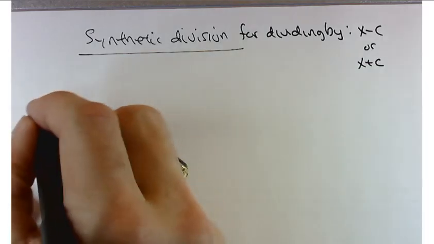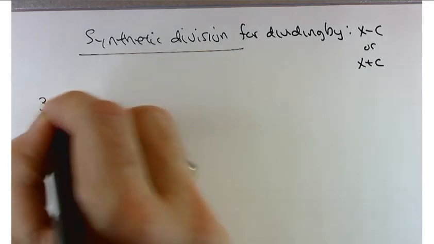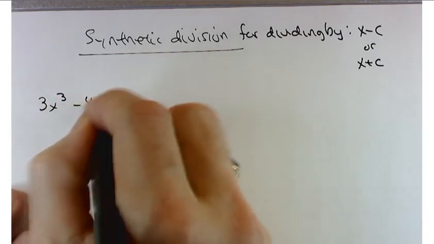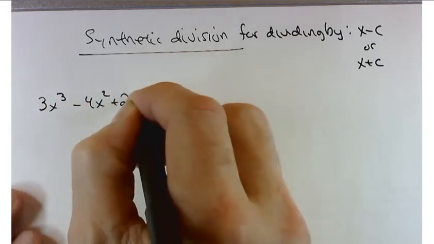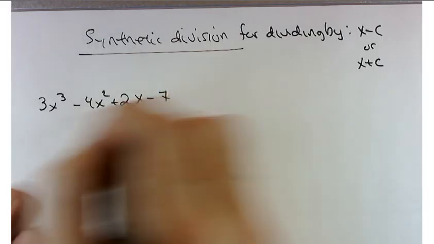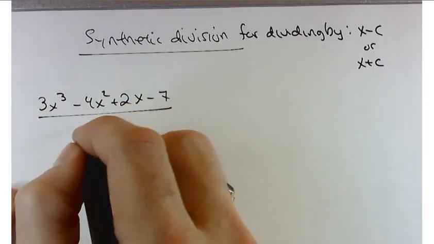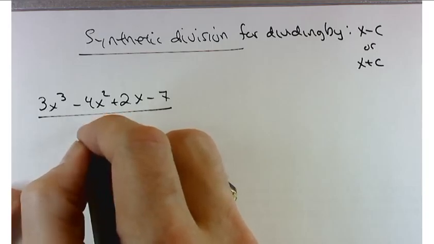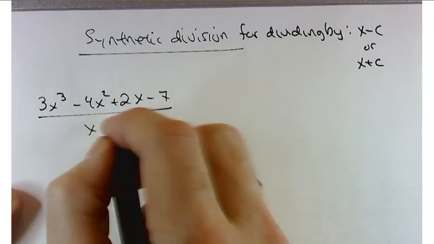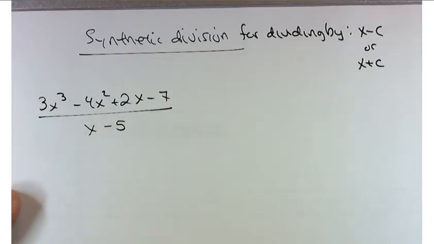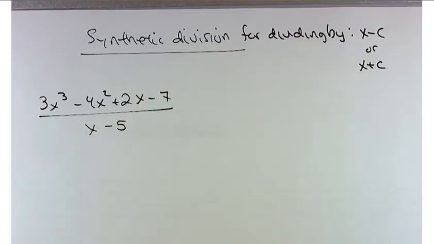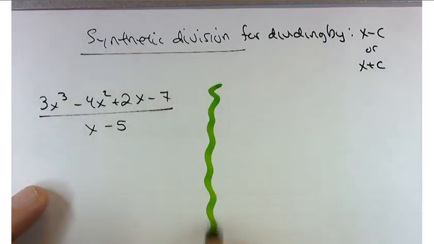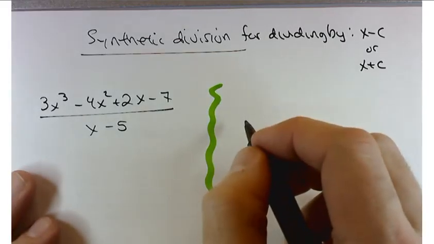Let's take 3x cubed minus 4x squared plus 2x minus 7 and divide it by, say, x minus 5. Now, if you were stuck doing it the long way, doing the long way is kind of a bummer. Doing the long way is like a 10-point problem on one of my beginning algebra classes. So it's not a fun problem.